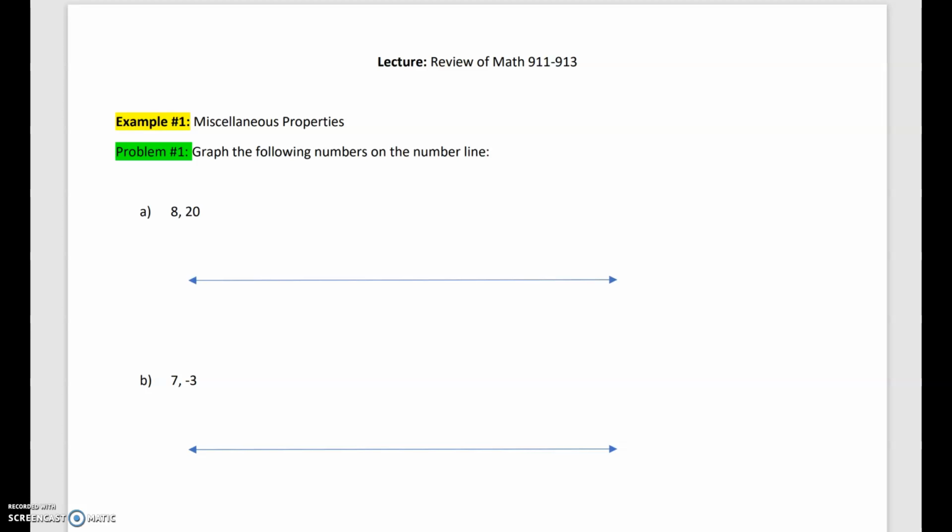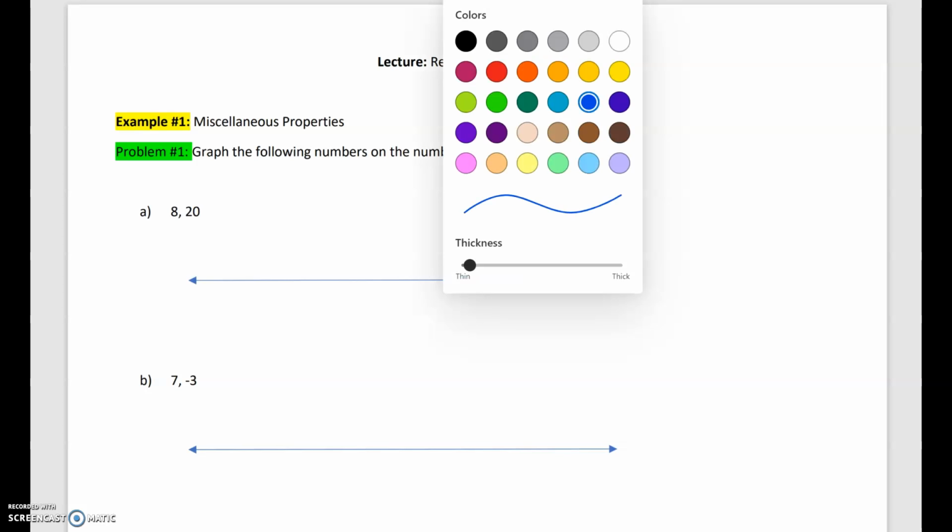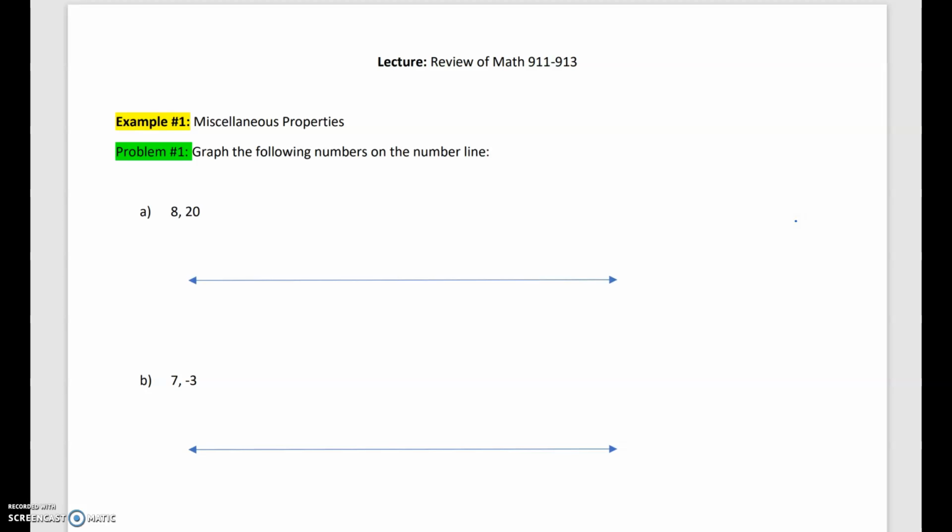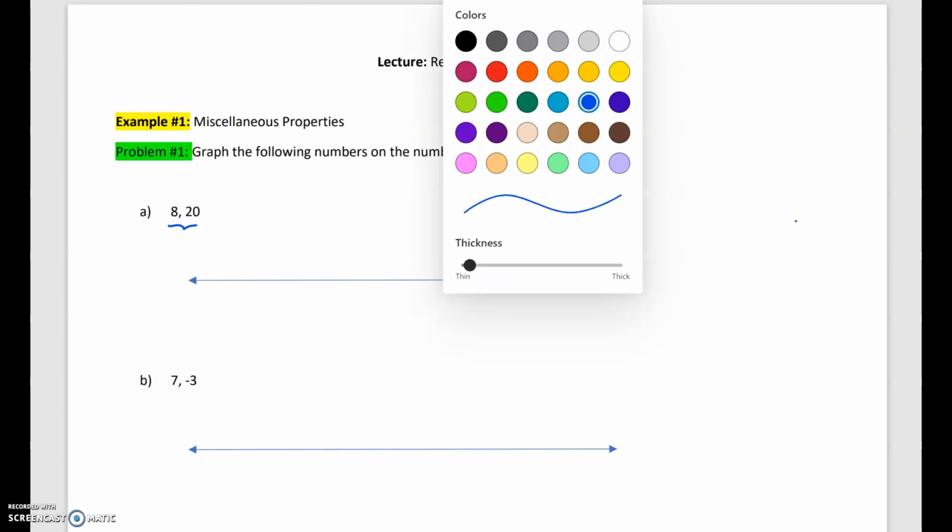Hi class, we're going to do a quick review of Math 9, 11, and 13. Before we move on into the review or the new lectures, we need to talk about the actual graphs. Now, if they want you to graph on the number line, in this case, two numbers, 8 and 20, we're basically looking at the following.